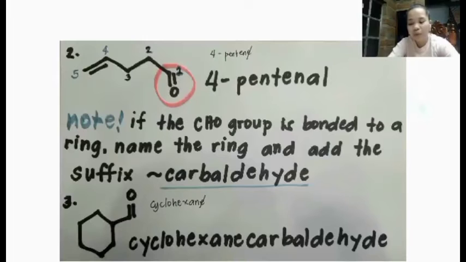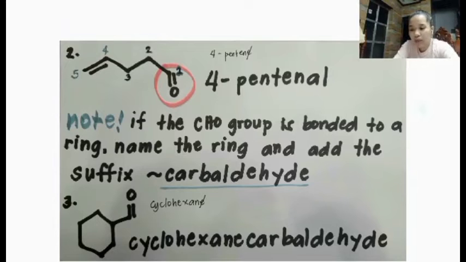For the next example, we've got 5 carbons and a double bond on carbon 4. Therefore, it would be 4-pentene. Exclude the letter e and exchange it with the suffix -al. So it would be 4-pentenal. For the last example, we've got cyclohexane. If the CHO group is bonded to a ring, name the ring and add the suffix carbaldehyde. So in this example, you just have to name the compound and then add the suffix carbaldehyde.